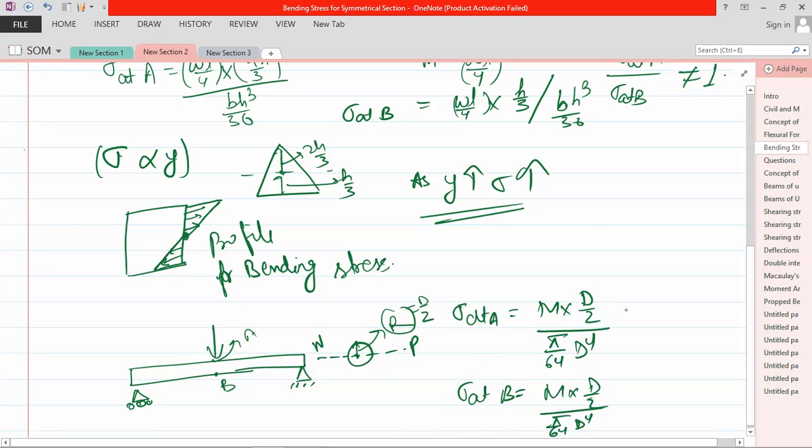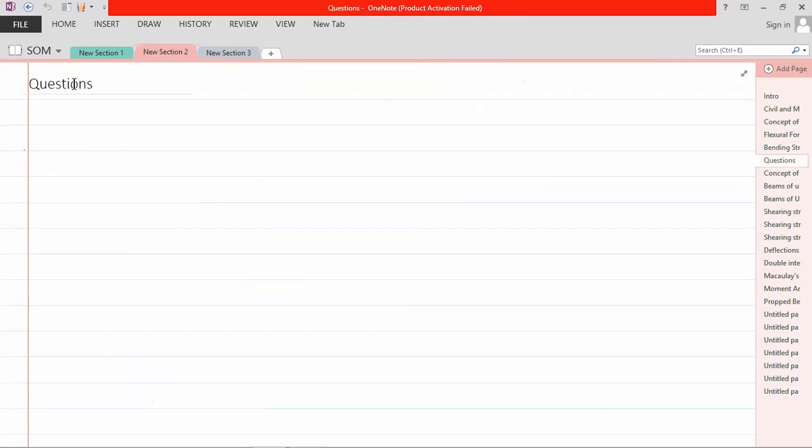So both are equal, but as you can see, the profile will be like this. The top fiber is in compression and the bottom fiber is in tension. So you can get this from the basic equations. Now some questions related to bending stresses. I'm going to write a question, just give me a sec.